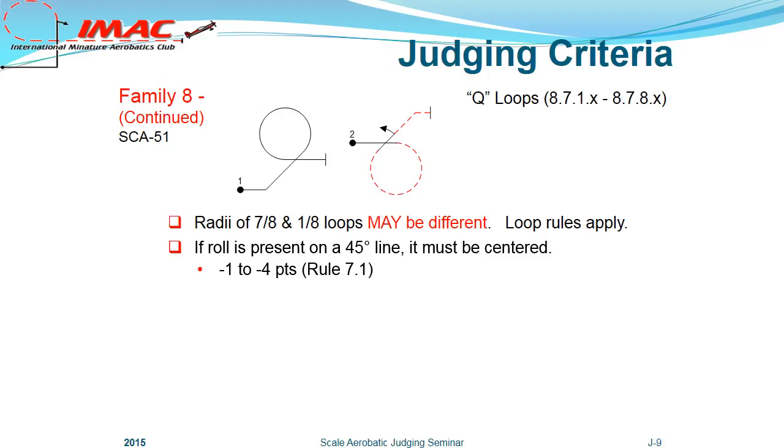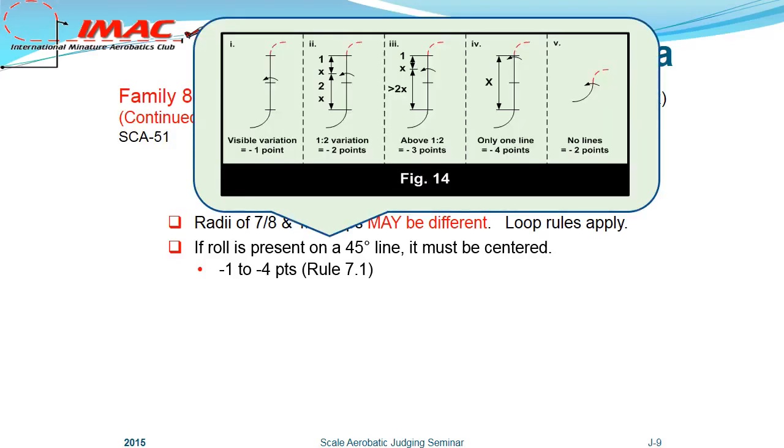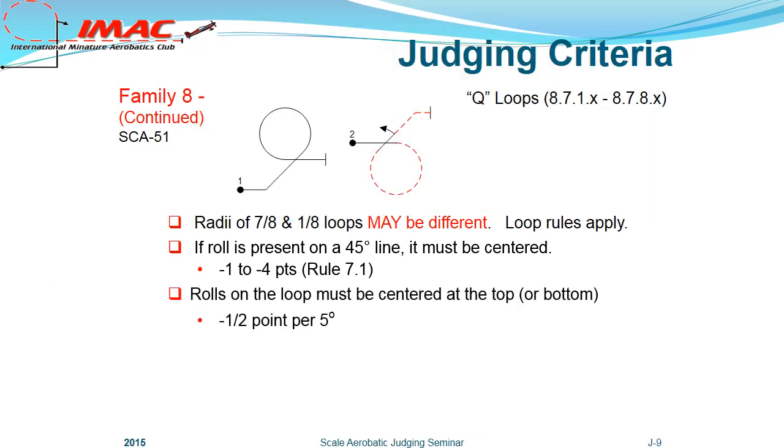As indicated in Figure 2, rolls may be placed on the 45-degree line and, if present, must be centered. The downgrade for misplaced rolls is between 1 and 4 points using Figure 14 in Rule 7.1 as a reference. Rolls may also be integrated into the loop itself and are centered at the top or bottom of the loop. These centered rolls are deducted at 1/2 point per 5 degrees of offset. In addition, as for all integrated rolls, they must follow the radius of the loop. If drawn on a line, there is a deduction of 2 points.